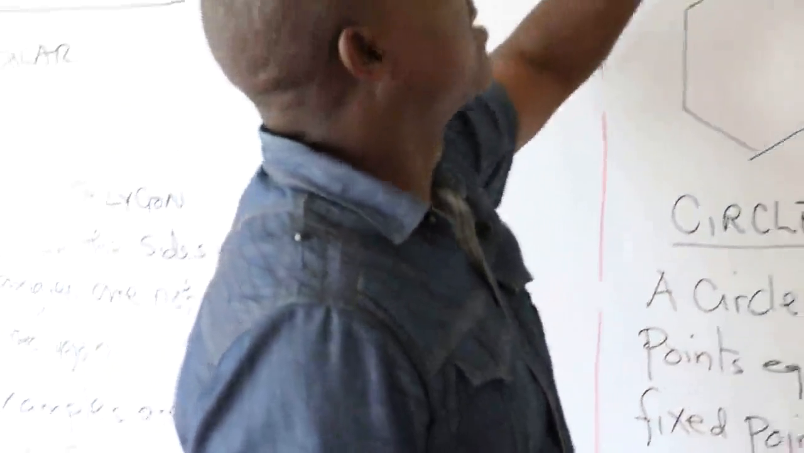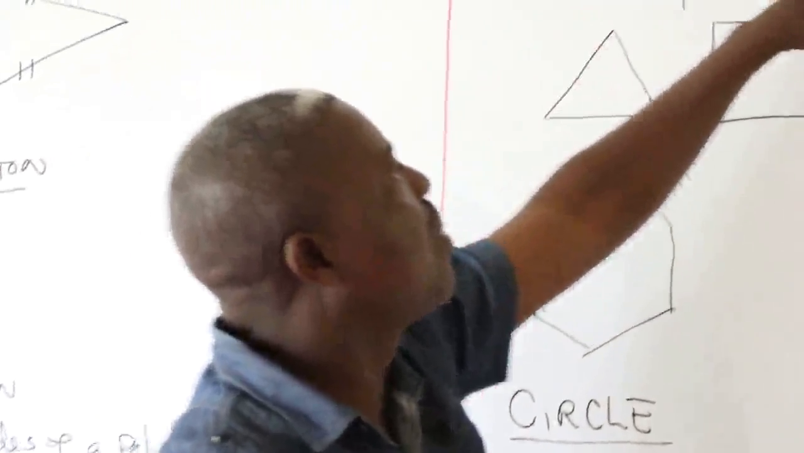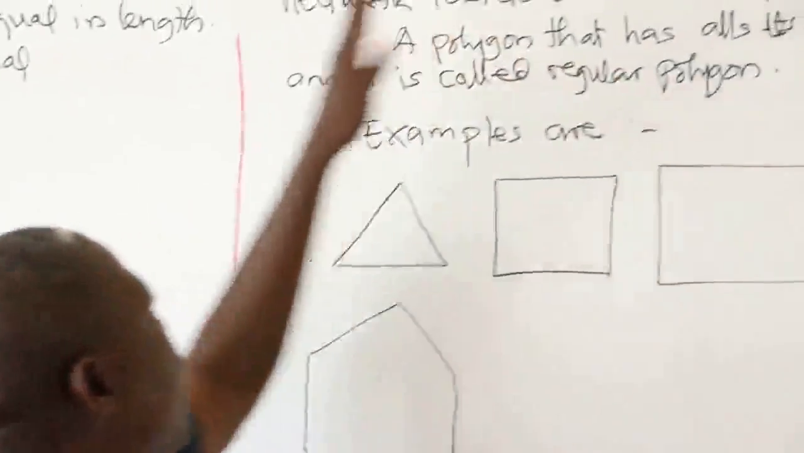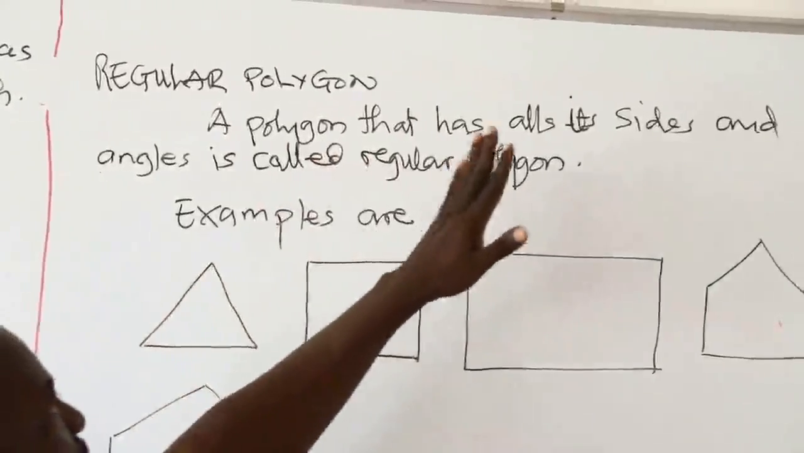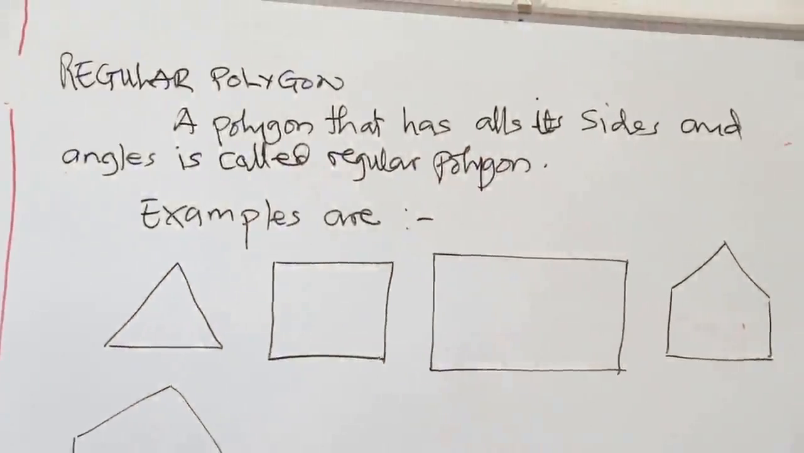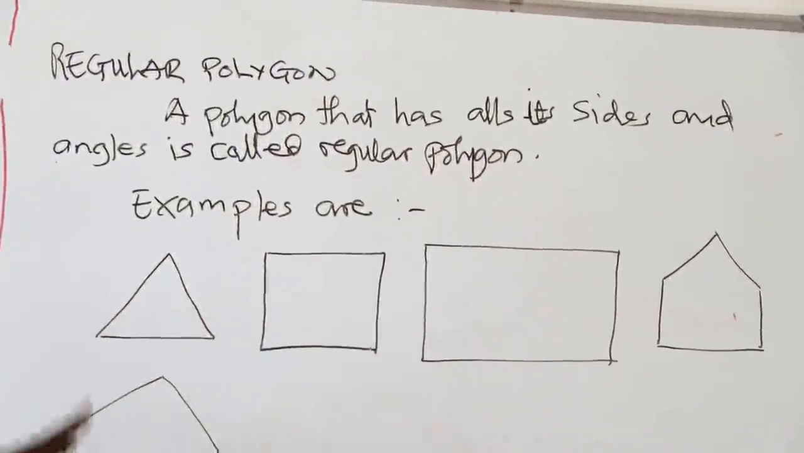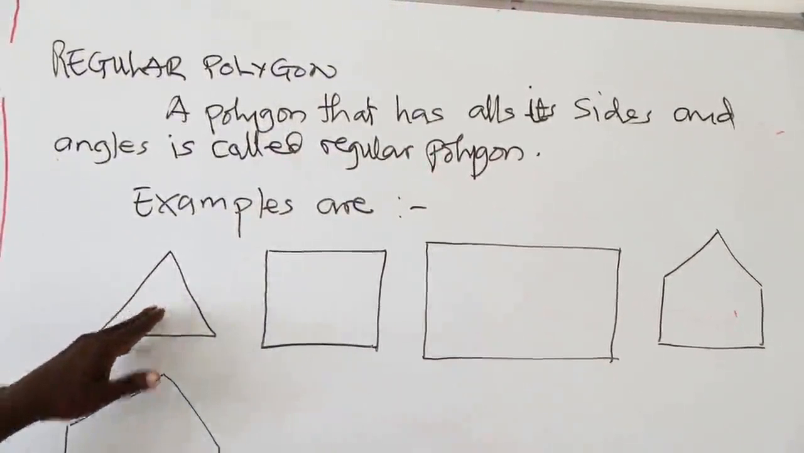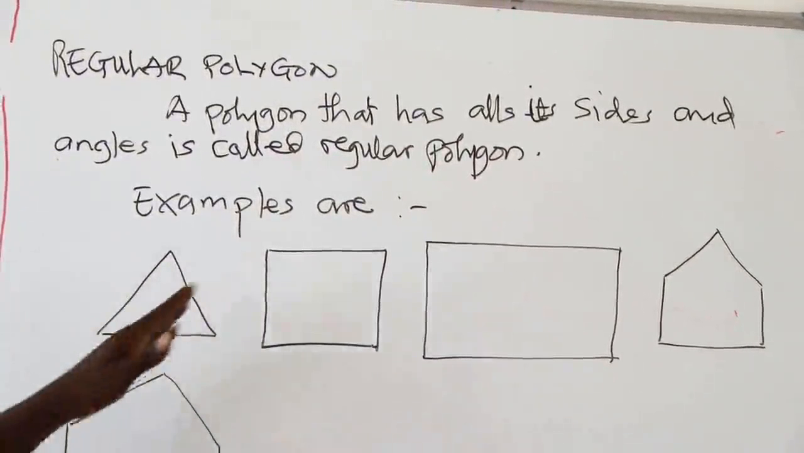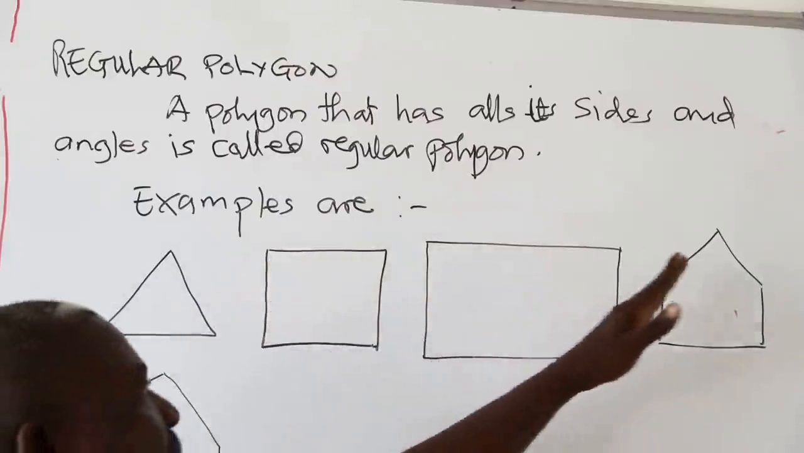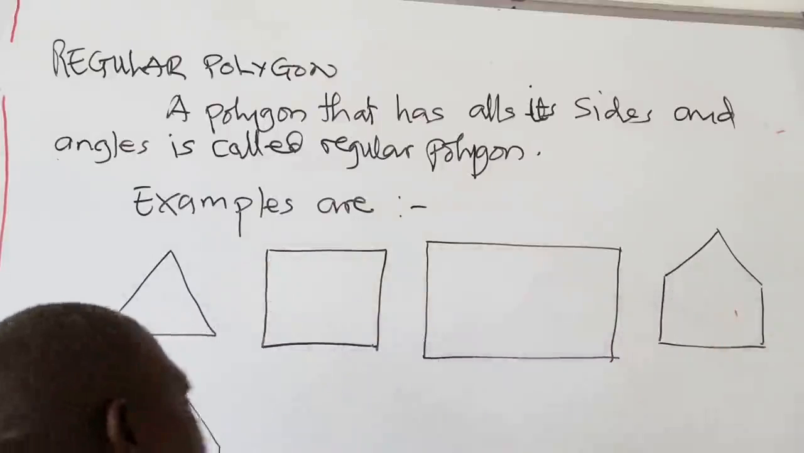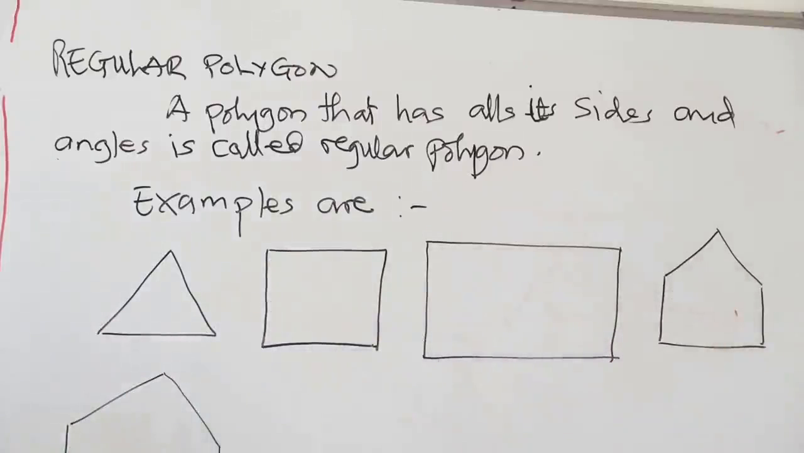Regular polygon. A polygon that has all its sides and angles equal is called a regular polygon. For example, this is a triangle. You can see the sides. This is a square, this is a rectangle, this is a pentagon, and this is a hexagon, and we have so many others.